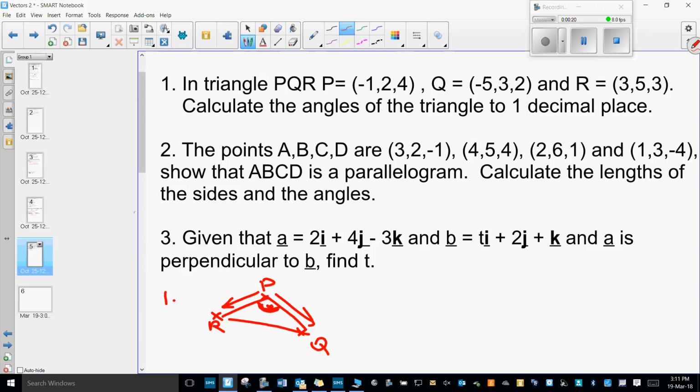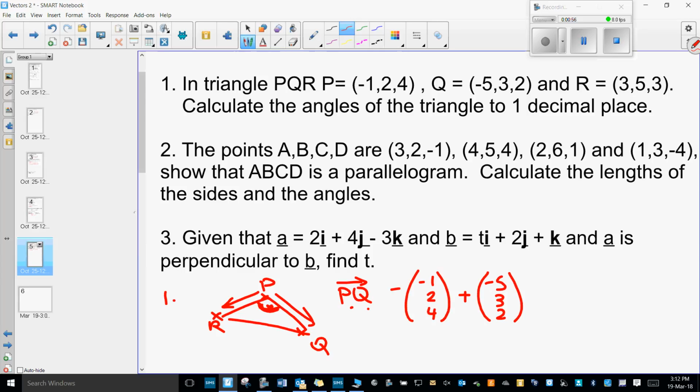So we need to find P to Q. Remember the way we do that, we go negative the first letter plus the second letter. So from P to Q is going to be negative 1, 2, 4, plus Q, which is negative 5, 3, 2. Why did you do negative? Because remember, to find a vector, if we're given a coordinate, those coordinates are always based at the origin. So to get from P to Q, you have to go back down to the origin.